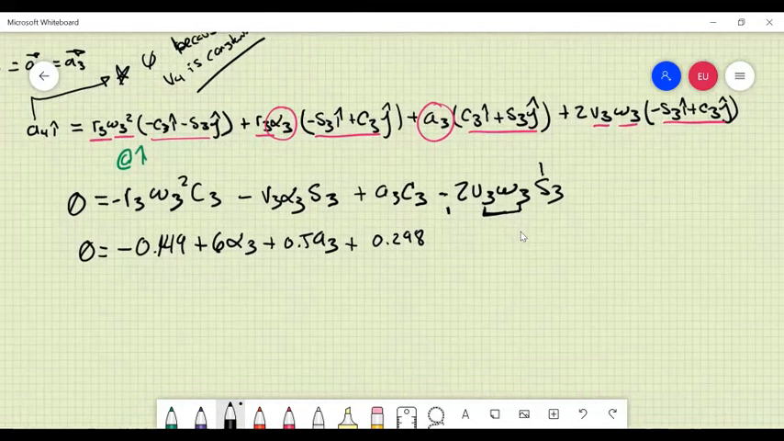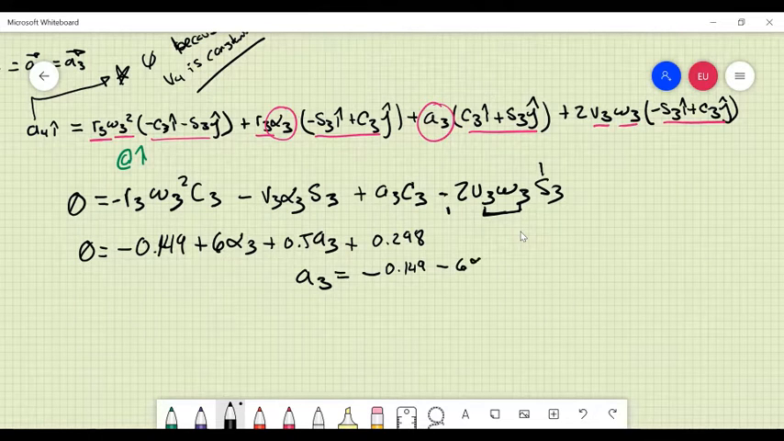From this one, we can work out A3 and substitute in the second one. So let's check which is the value for A3. It will be minus 0.149 minus 6 alpha 3 over 0.5. Okay.